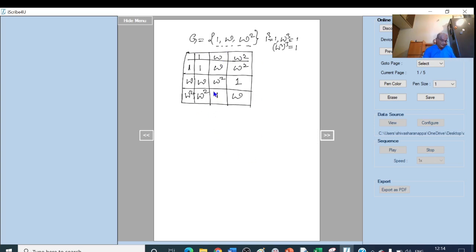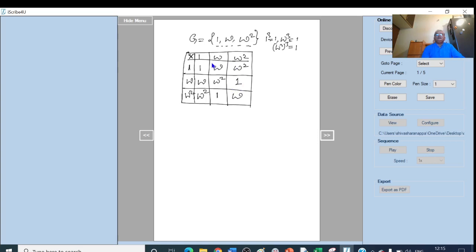Now we write the operation here, multiplication, in this corner of the table. These entries in the table are nothing but the product of an element of G and another element of G. We can observe that all the entries in the table belong to G. These elements are either equal to 1, or omega, or omega square. That is, all entries in the table belong to G. Closure law is satisfied. And multiplication is associative.